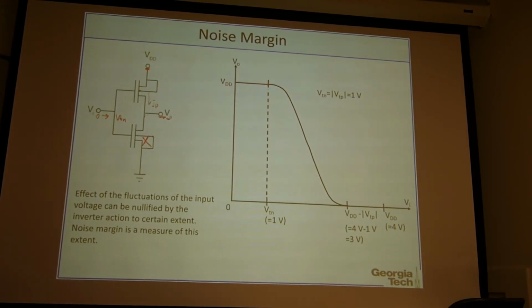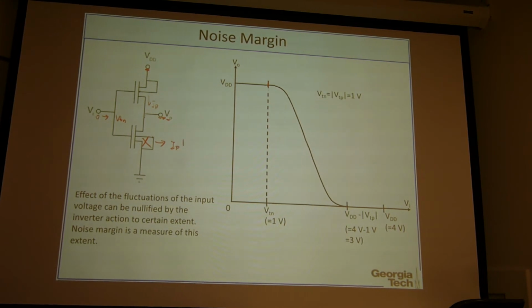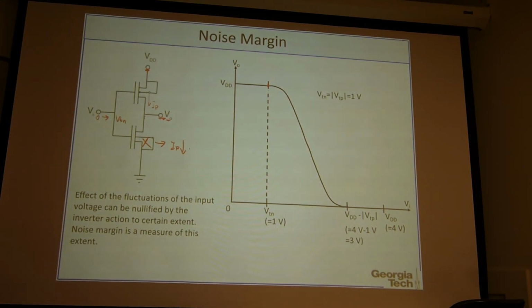Until you reach this threshold, then this NMOS transistor is turned on. After NMOS is turned on, that means you have some current flow. Because those two transistors share the same branch, the drain current of NMOS and PMOS will be the same. So if you have current flowing through the PMOS, this current will build up some voltage drop across the PMOS. Then your output voltage will start decreasing.